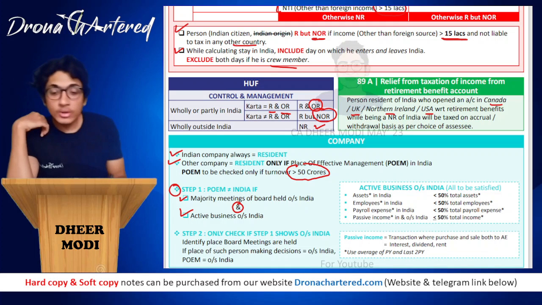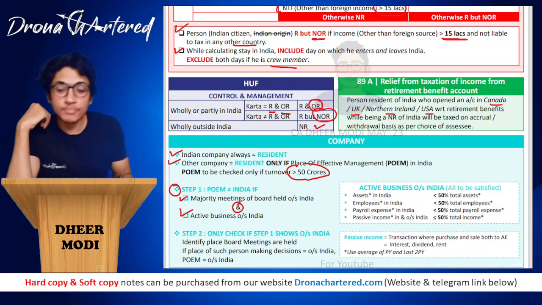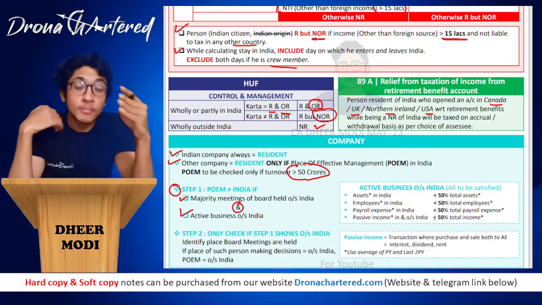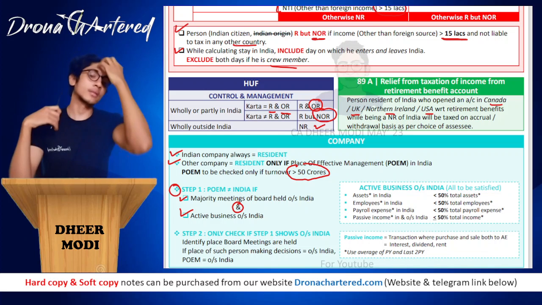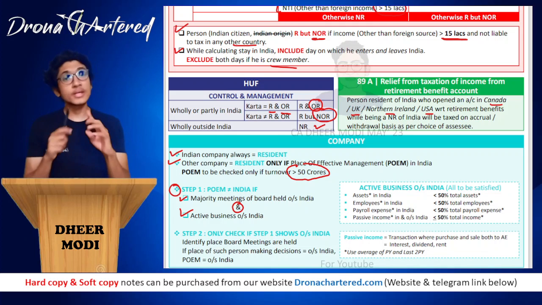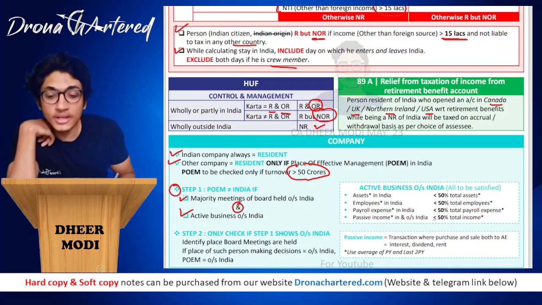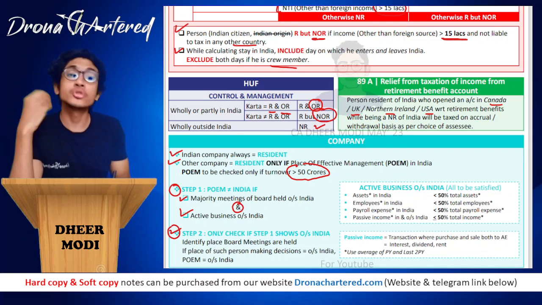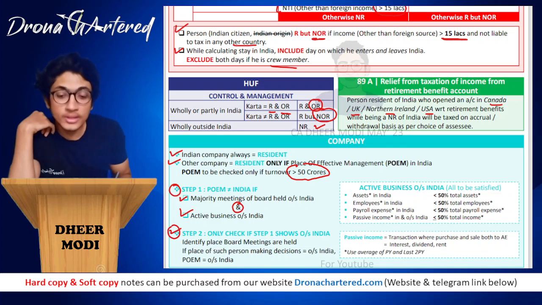Okay, so we will see what active business means. First, we'll just finish this process. So if step one convinces you, remember, both of these conditions have to be satisfied. So if step one satisfies you that yes, POEM is outside India, then you will check step two. Only check step two if step one shows outside India. What does step two say?